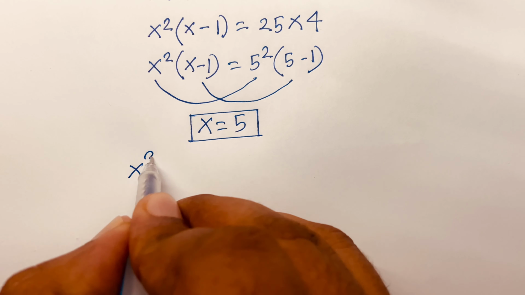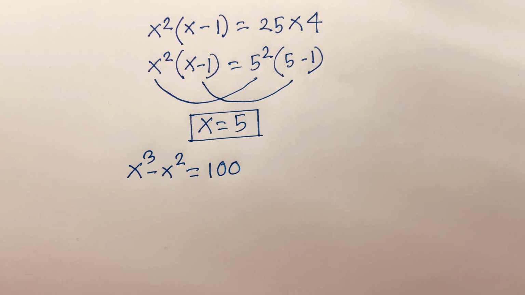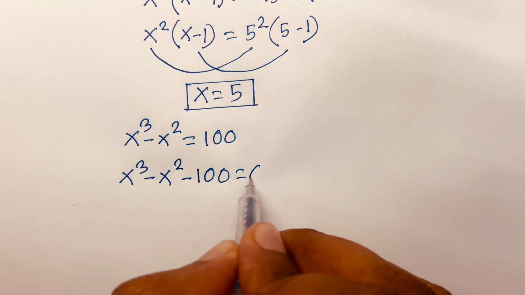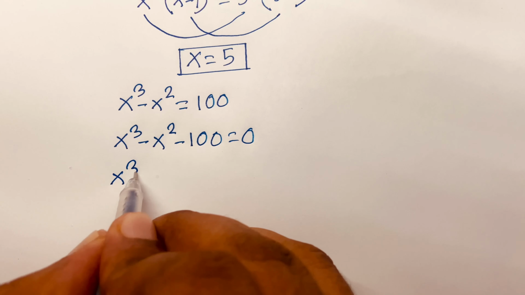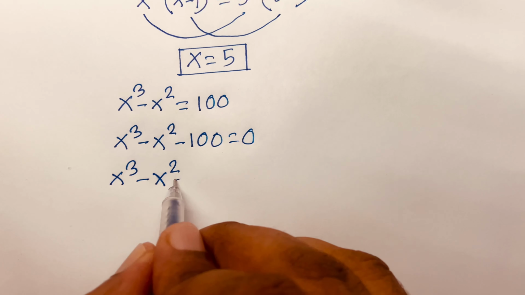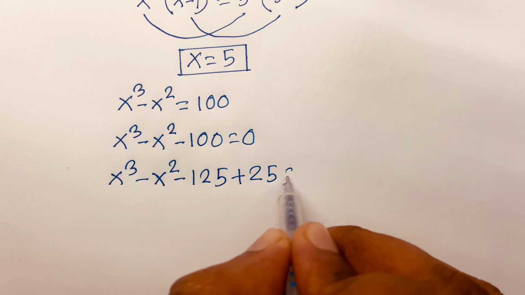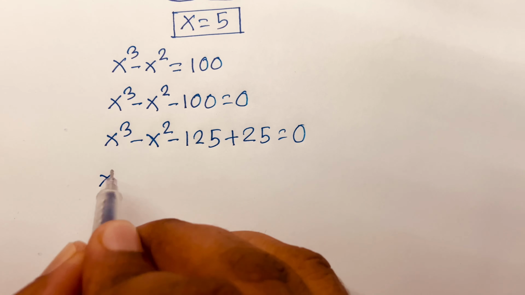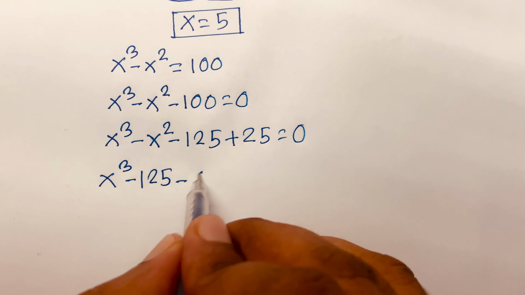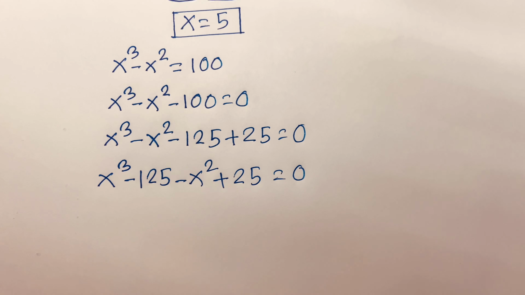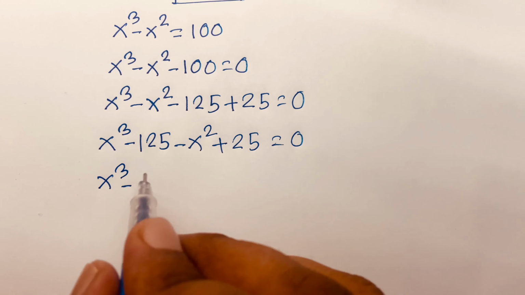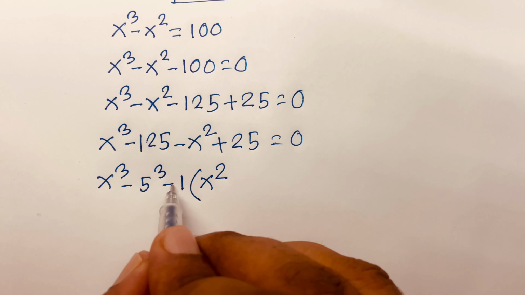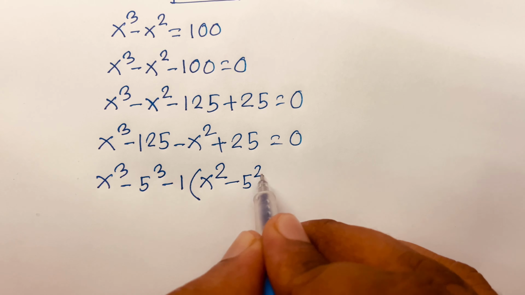Our question is x to the power 3 minus x square is equal to 100. Then this equation becomes x to the power 3 minus x square minus 100 is equal to 0. Then I can say x to the power 3 minus x square minus 100, it will be minus 125 plus 25 is equal to 0. Look, minus 125 plus 25 will be minus 100. Then I can say x to the power 3 minus 125 minus x square plus 25 is equal to 0. Then this equation becomes x to the power 3 minus 125, which is 5 power 3, minus 1 is common, so x to the power 2 minus, and 25 is 5 power 2, is equal to 0.